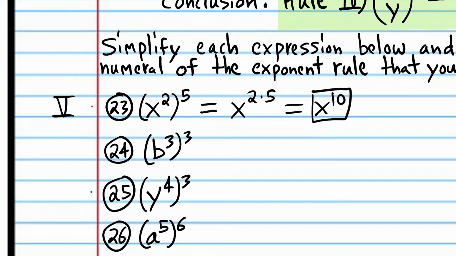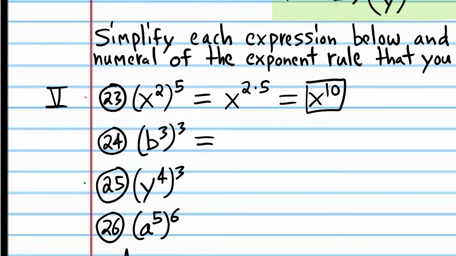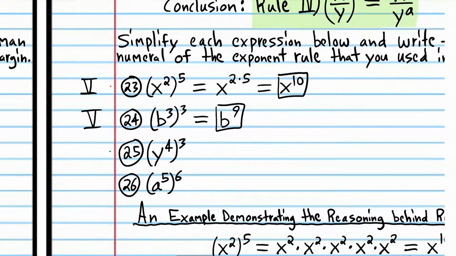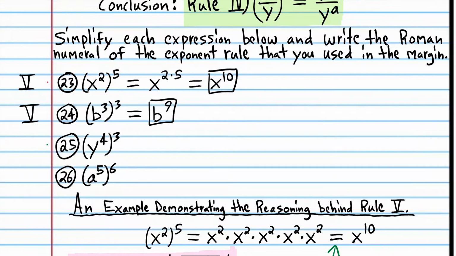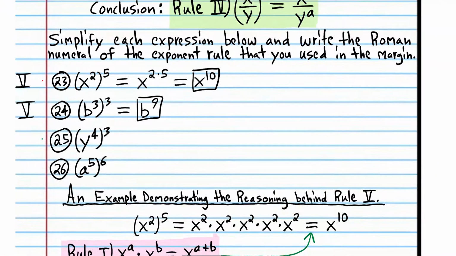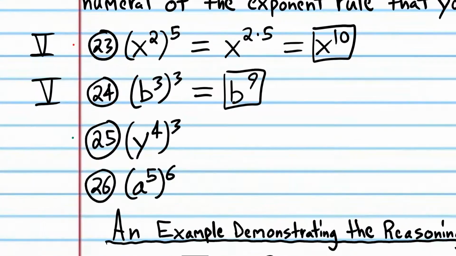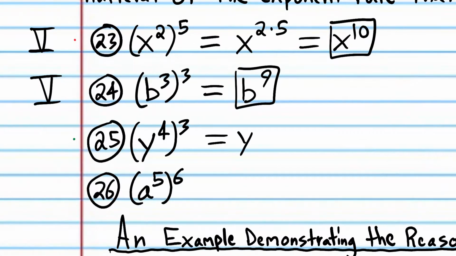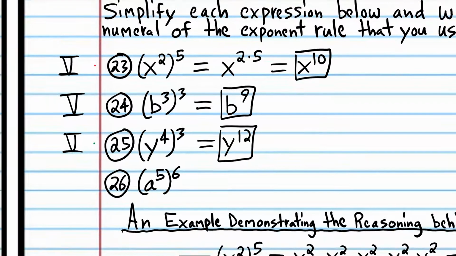So again, you don't have to write this step. I just did that so you can compare that to the formal statement of the rule. So now we have 3 times 3 is 9. Very easy. So why don't you try number 25, and when you come back, we'll do it together. All right, we're back. So you should have y to the 12th power because it's just 4 times 3. If you got that answer, good job. Try number 26, and when you come back, we'll do it together.